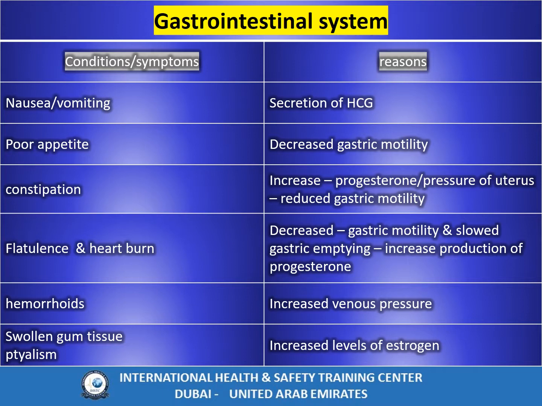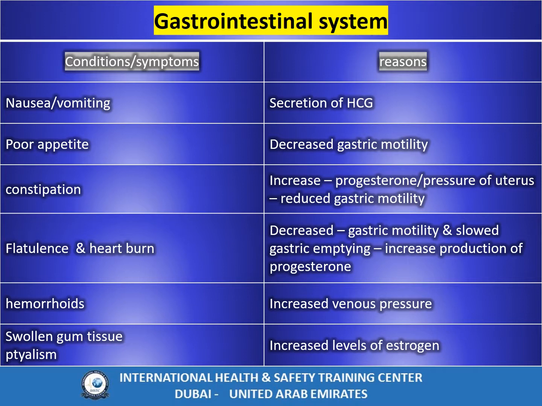Constipation is more evident because of an increase in the progesterone production or pressure of the uterus, resulting in decreased gastrointestinal motility. The women may complain of flatulence and heartburn because of decreased gastrointestinal motility and slowed emptying of the stomach caused by an increase in the progesterone production.